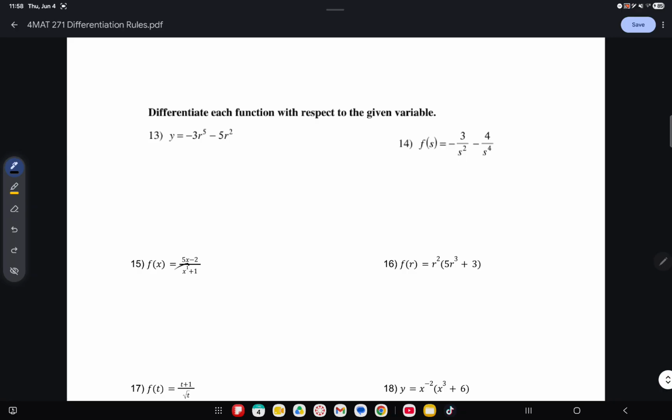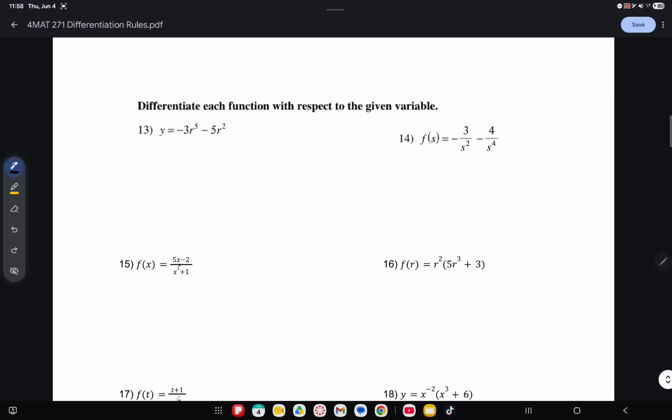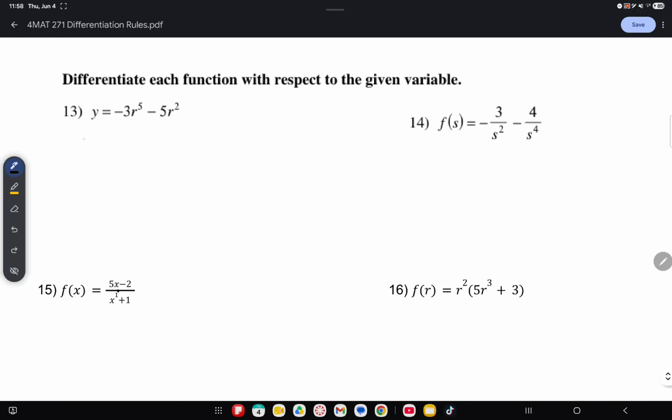Oh, this is funny. This might be a typo because I wouldn't have written x to the first power. We normally don't write that. But we're going to do it with respect to the given variable. So since all of these equations are written explicitly, the variable is the one that's not y.